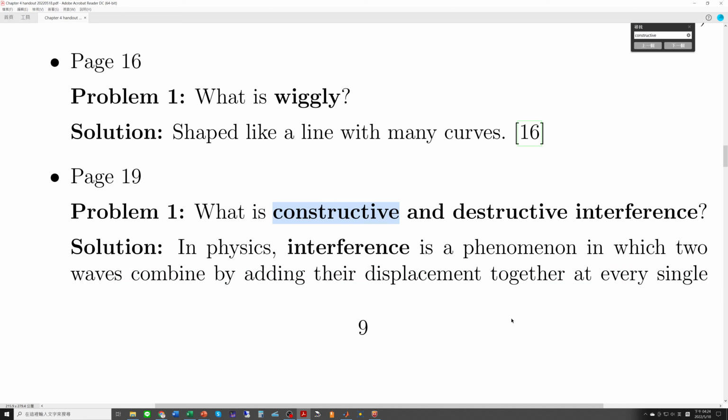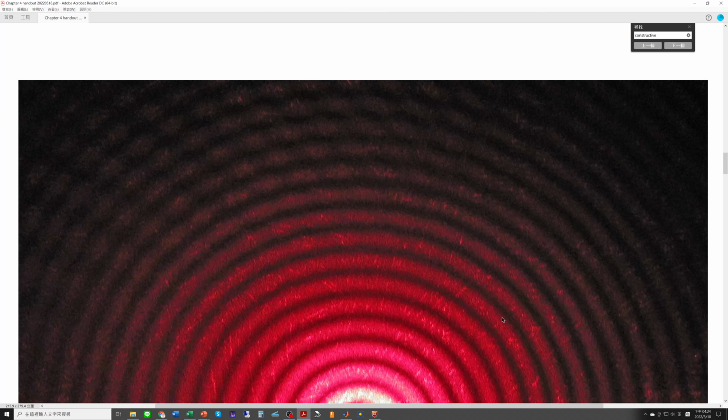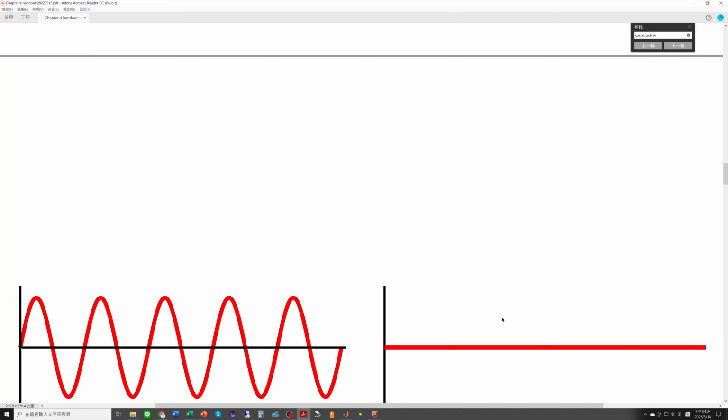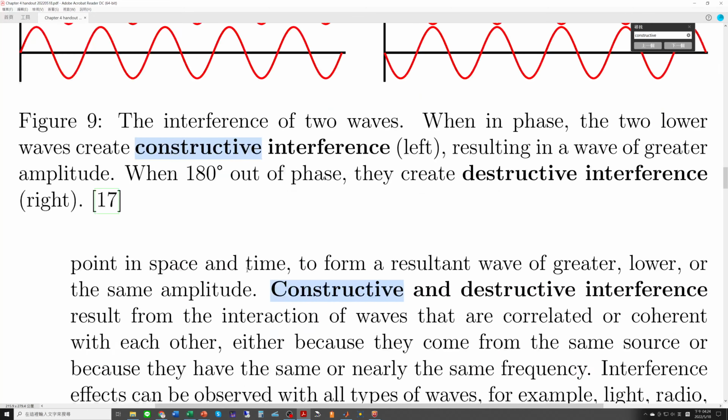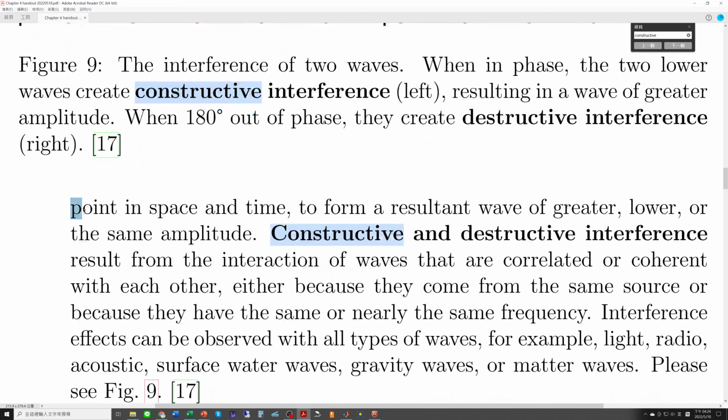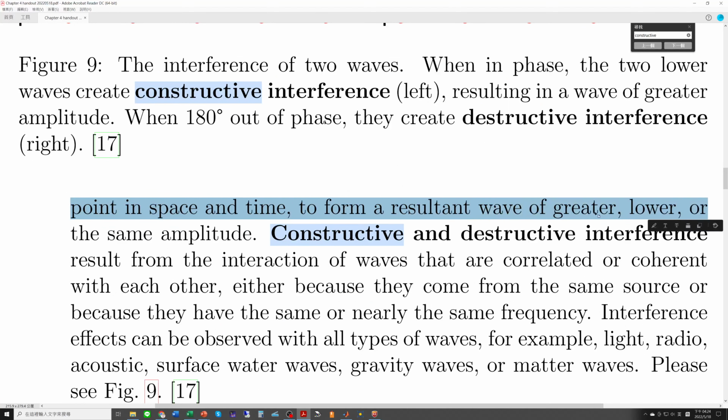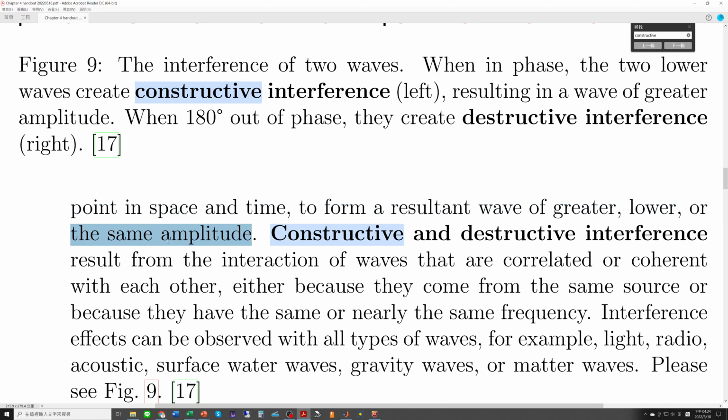It is strange. I press nothing. Sorry. Okay, point in space and time to form a resultant wave of greater, lower, or the same amplitude.